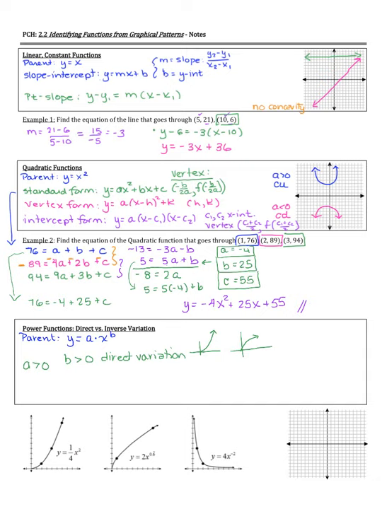Now, what happens if, let's say, b is negative? So if b is negative, when you have an exponent that's negative, remember that goes in the denominator, so then you have your inverse variation, which might look something like this.